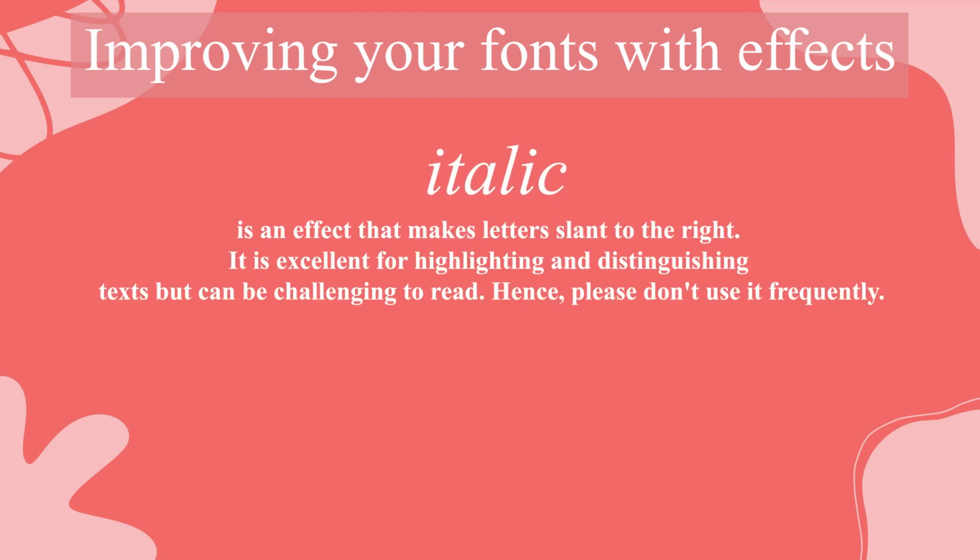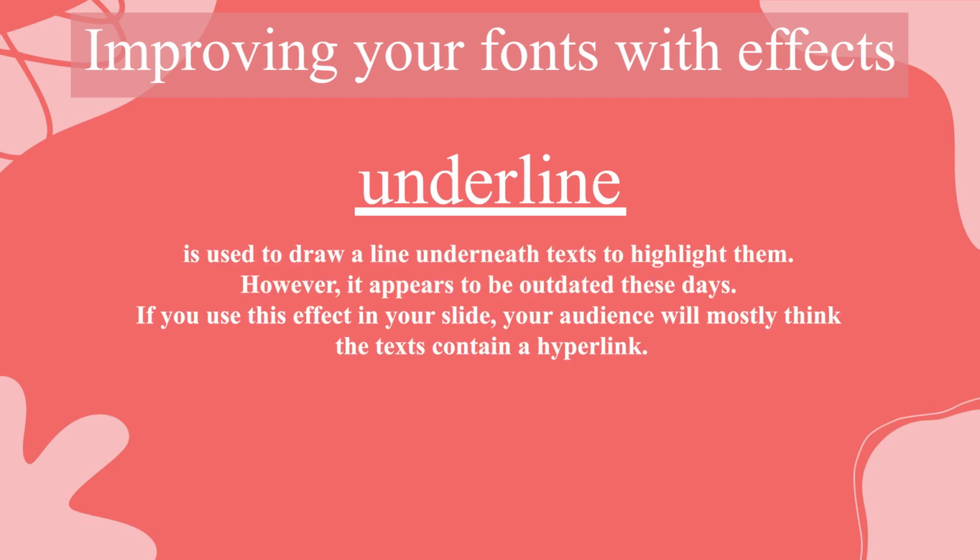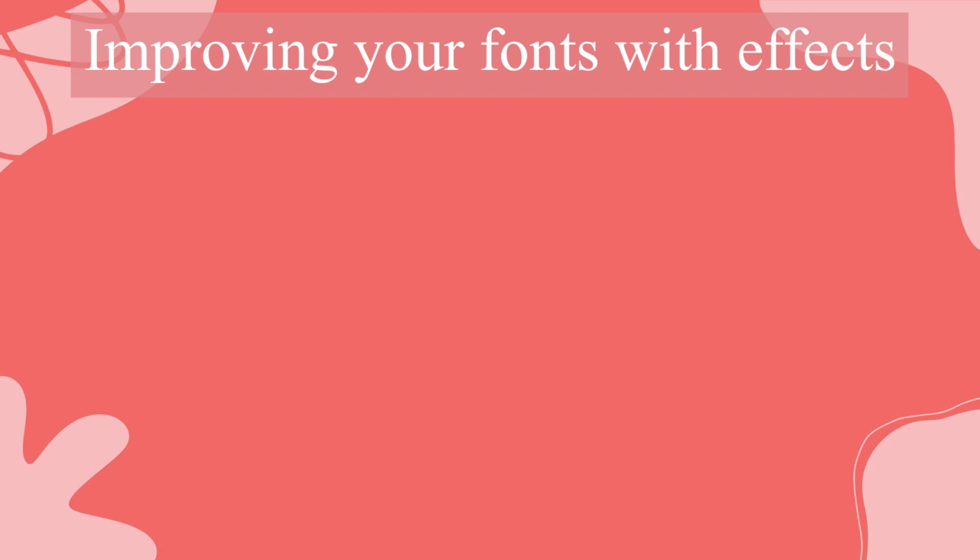Italic. Italic is an effect that makes letters slant to the right. It is excellent for highlighting and distinguishing texts, but can be challenging to read. Hence, please don't use it frequently. Underline. Underline is used to draw a line underneath texts to highlight them. However, it appears to be outdated these days. If you use this effect in your slide, your audience will mostly think the texts contain a hyperlink.